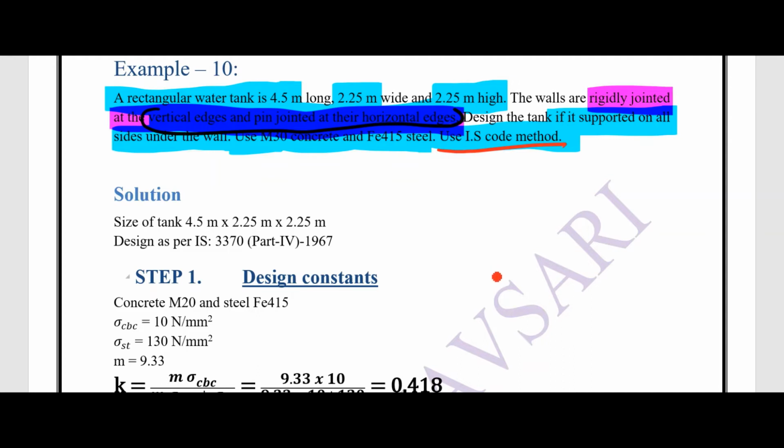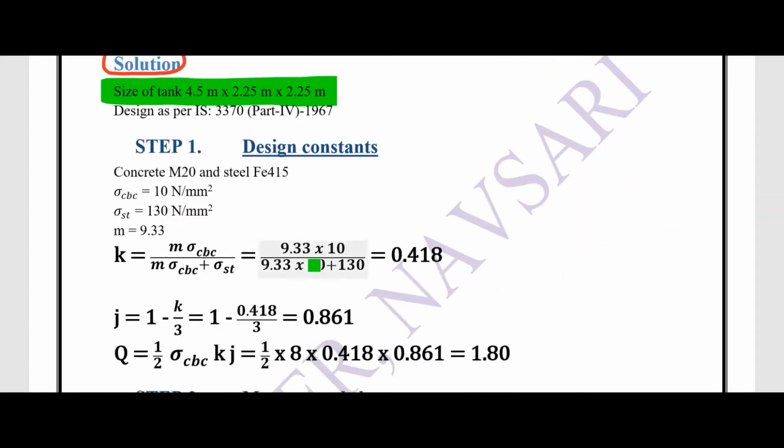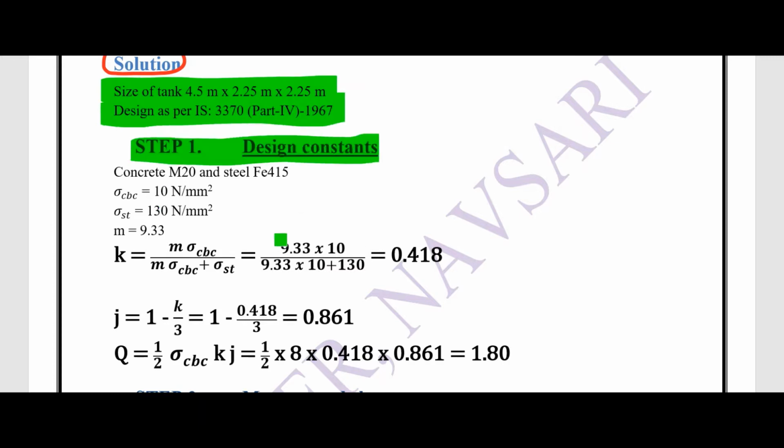Okay. Now we are starting the solution. Here we give the size 4.5 meter by 2.25 meter by 2.25 meter. Now we have to calculate the design constants. First step, design constants. I discussed all the things about design constants, how to calculate m, how to calculate K, how to calculate J, how to calculate Q, and why we require them. We discussed all these in the previous lectures.